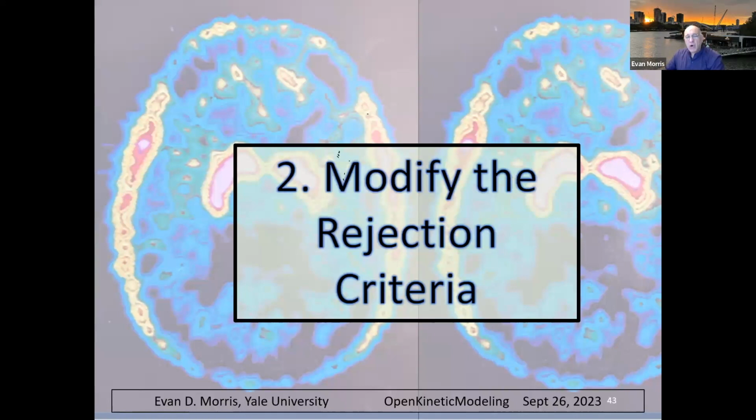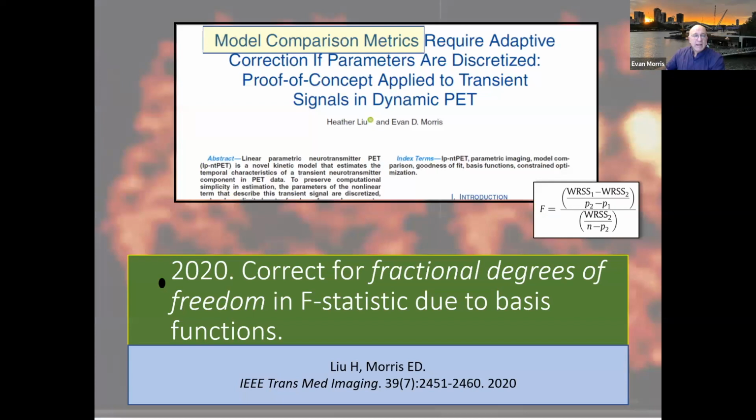There are other groups working on reducing the noise, but there have been a few innovations that I want to point out on modifying or improving the rejection criteria. And one I want to give credit to my former student, Heather Liu. In her case, she looked at the model comparison metric. Remember, that's the first rejection criterion, the F statistic. And she asked a question, and we found an interesting phenomenon.